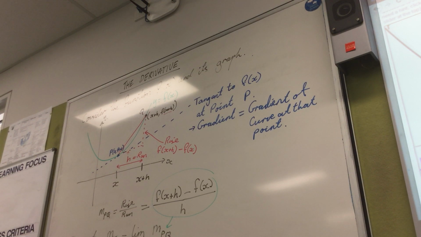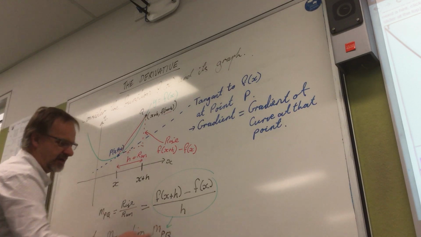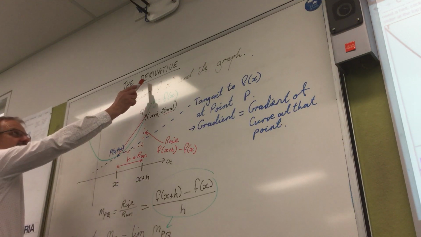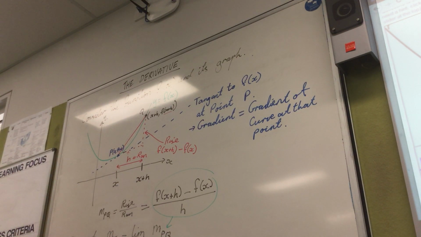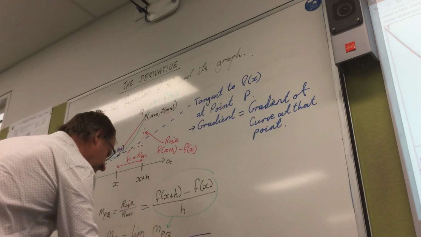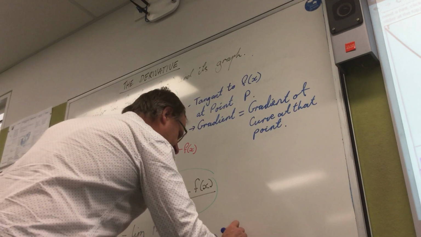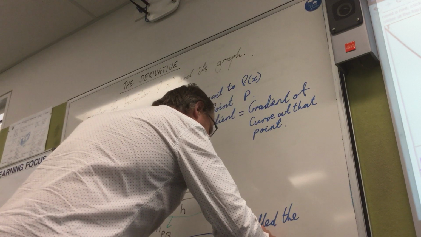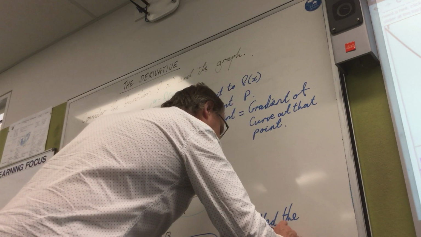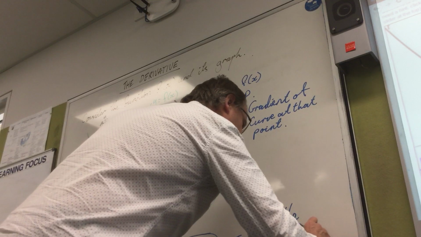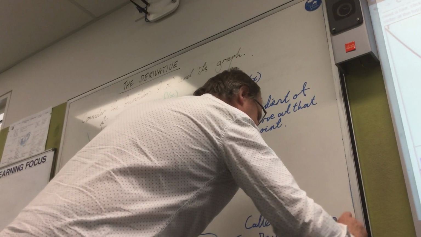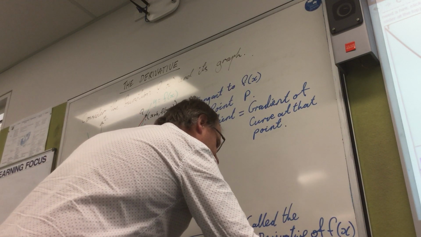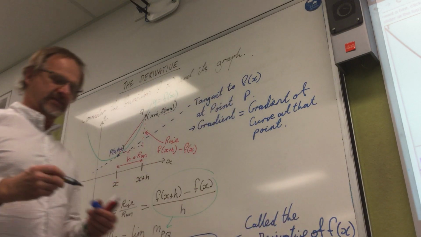Now mathematicians give this another name, and that name is the derivative. So this bit here, which I'm going to put my blue circle around, is called the derivative of f of x, and it's written as f dashed x.